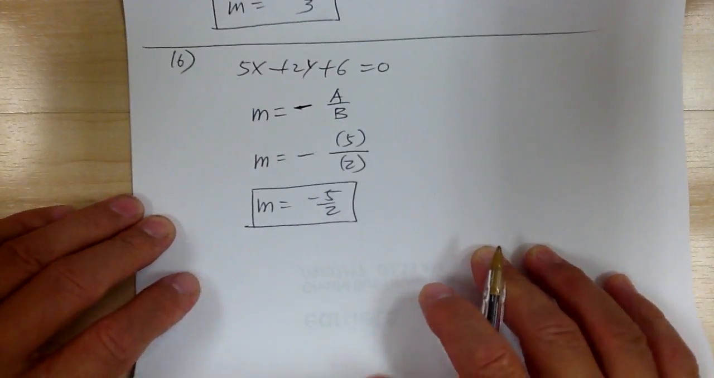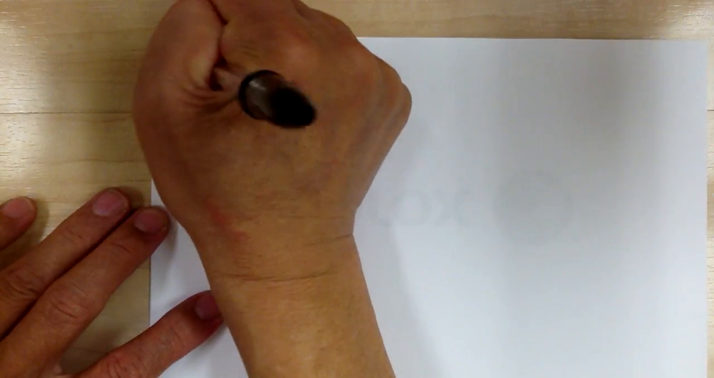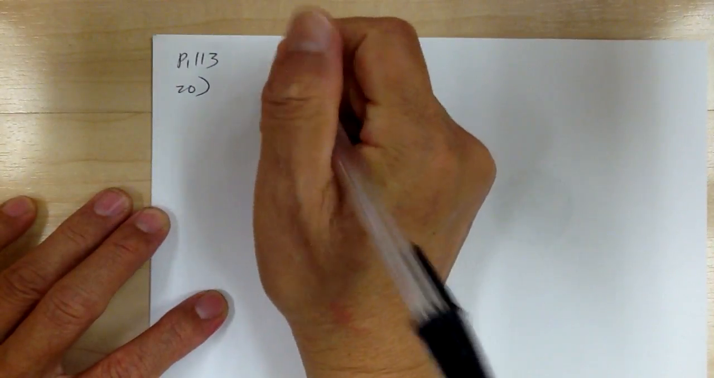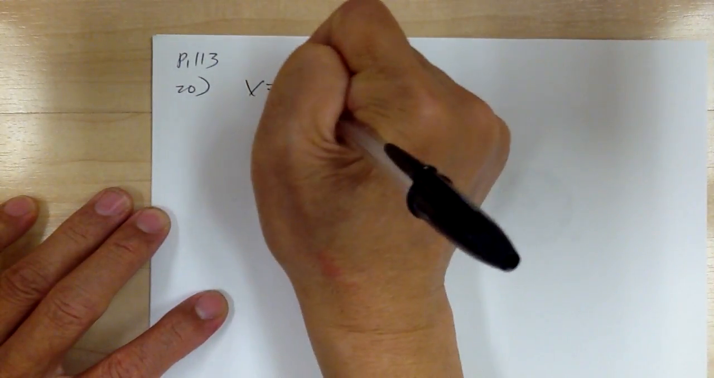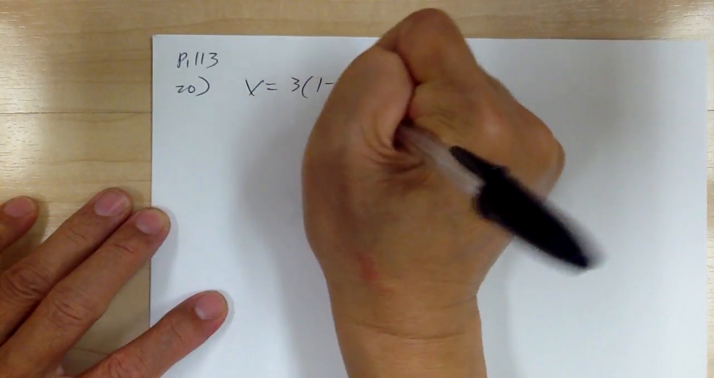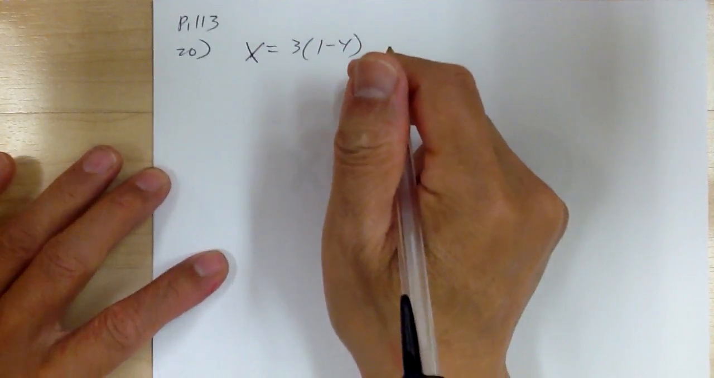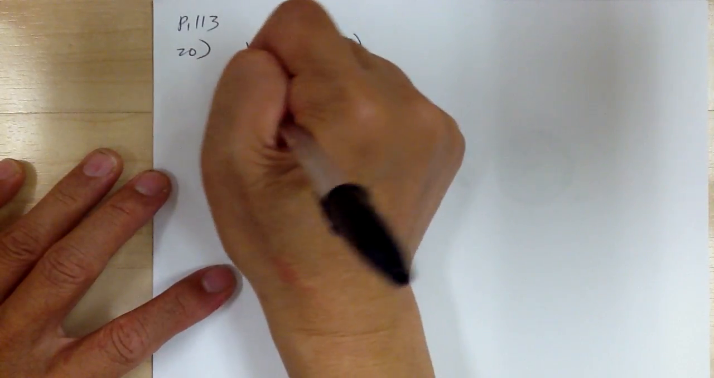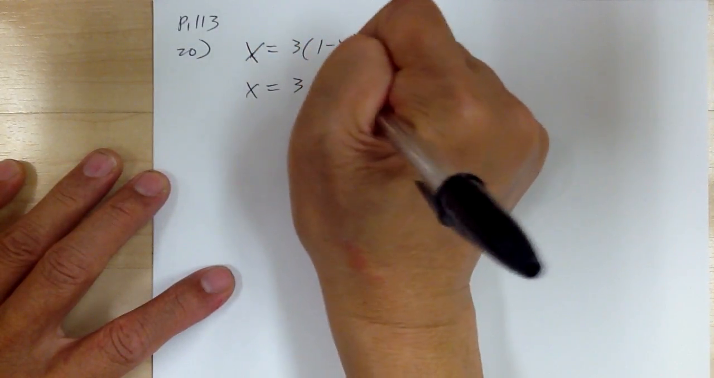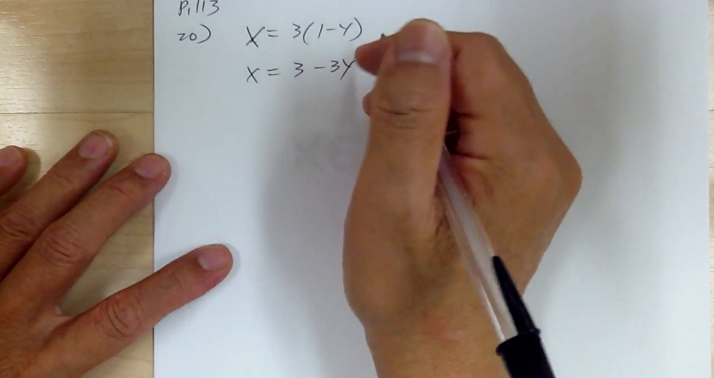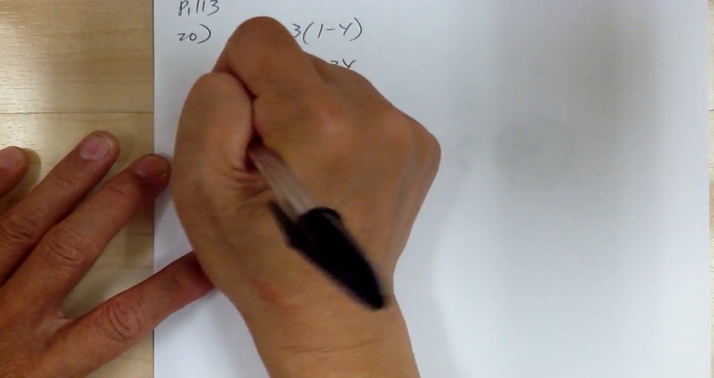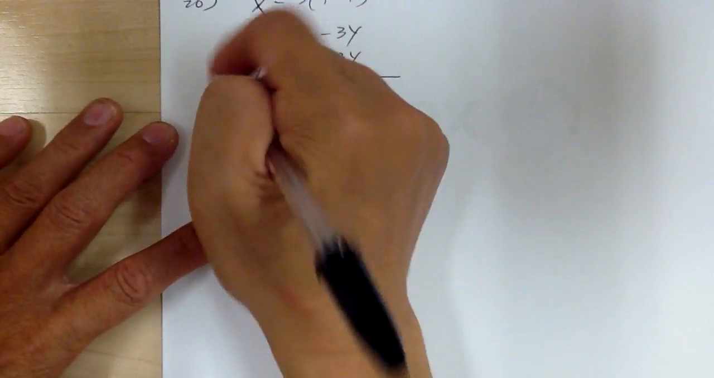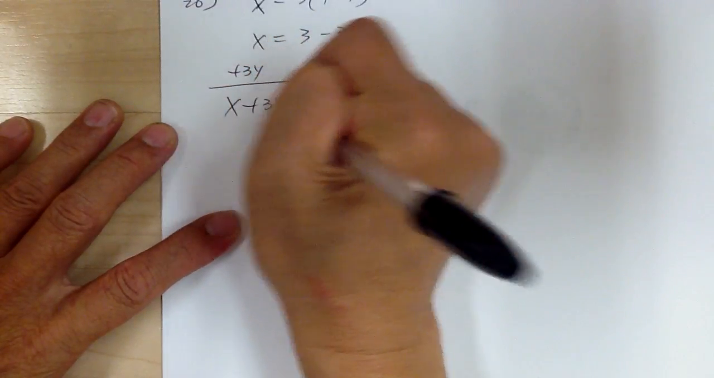Okay, let's go to number 20. Number 20, you have x equal to 3 times 1 minus y. To figure out the slope, you've got to put it in the proper form. So let's go ahead and multiply out. So you get 3 minus 3y. And I'm going to put it in the standard form. So plus 3y, plus 3y. So I get x plus 3y equal to 3.